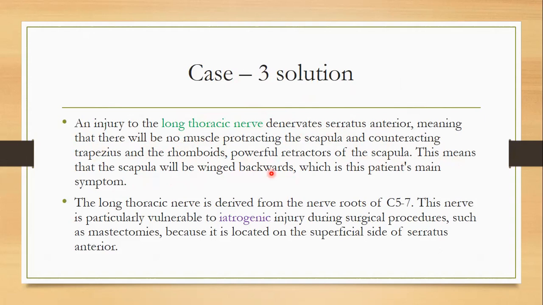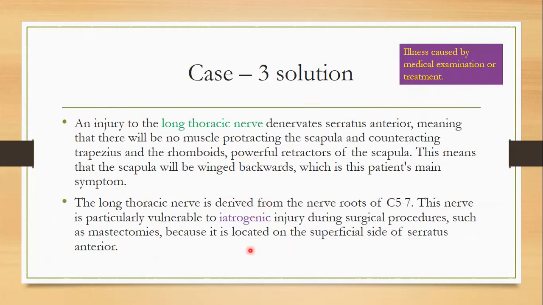So here we have the symptom for it. Now, there's another fact that we must know. The long thoracic nerve is derived from the nerve roots of C5 to C7. This nerve is particularly vulnerable to iatrogenic injury during surgical procedures. What is iatrogenic? Iatrogenic injuries are those injuries that are caused due to medical examination or treatment by mistake. Okay, since this nerve is located more superficial to the serratus anterior muscle, there is a high chance that this nerve can be damaged during medical examinations or treatments of certain kinds.